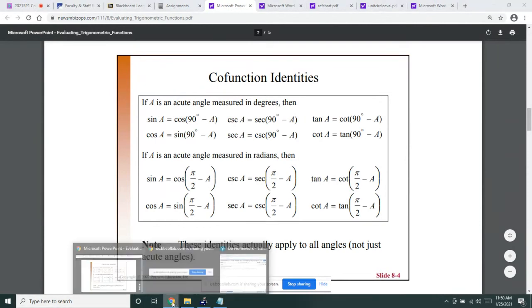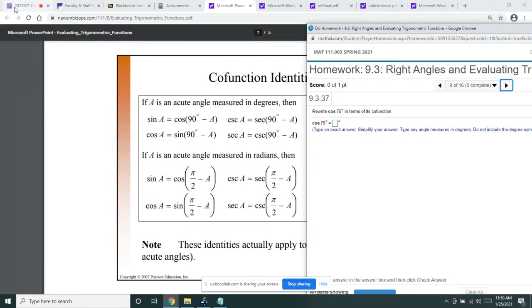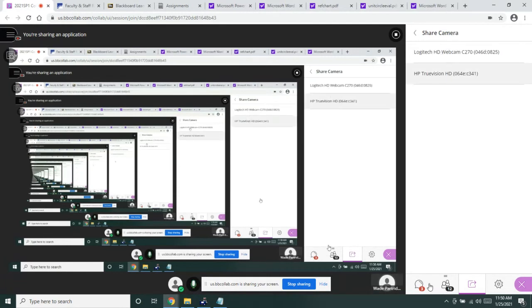All right, so our problem, I'm going to make this slightly smaller. It says rewrite the cosine of 75 degrees in terms of this cofunction. So I'm going to simply find that cofunction. It says the cosine of A is equal to the sine of 90 degrees minus A. So if I use that formula, I'm simply going to treat A as 75 degrees. So just to write this out so that everyone can see.